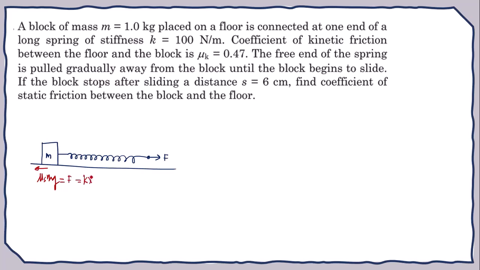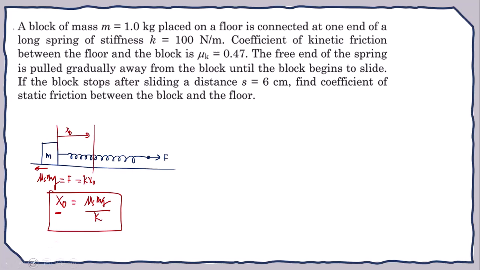k x naught. So what is x naught? x naught is the extension of the spring before the block actually starts to move. So x naught should be equal to mu s mg by k. If I further increase the value of F, the block will start to move forward. Before this much elongation, the block is not moving. After more elongation, that means more force, the block will start to move.